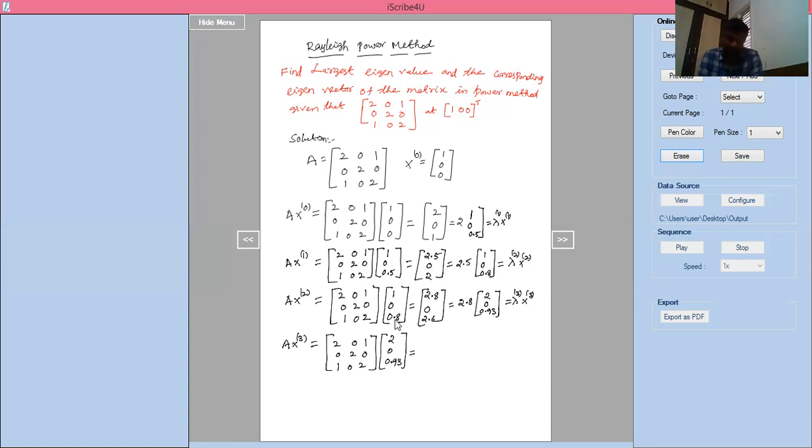If you multiply this, the first row gives 2 into 1 is 2, plus 0 into 0 is 0, plus 1 into 0.93, which is 2.93. Next, 0 into 1 is 0, 2 into 0 is 0, 0 into 0.93 is 0, so 0. Then 1 into 1 is 1, plus 0, plus 2 into 0.93, and you get 2.86.